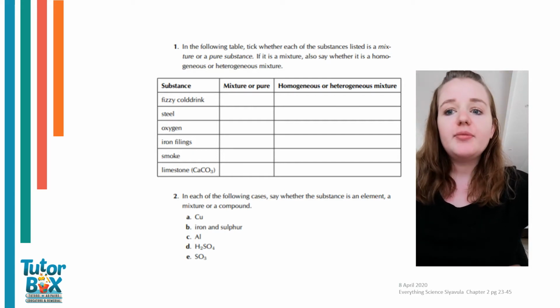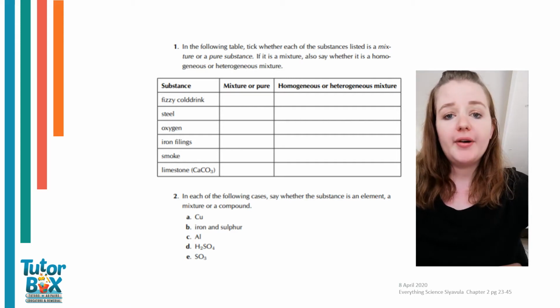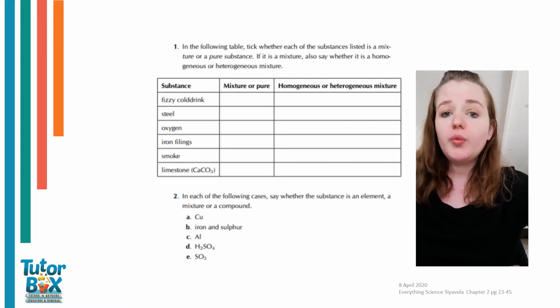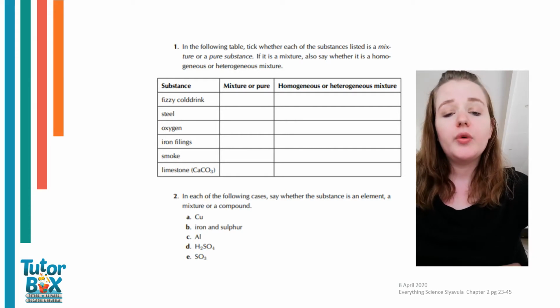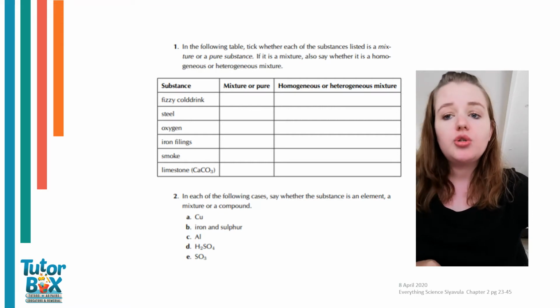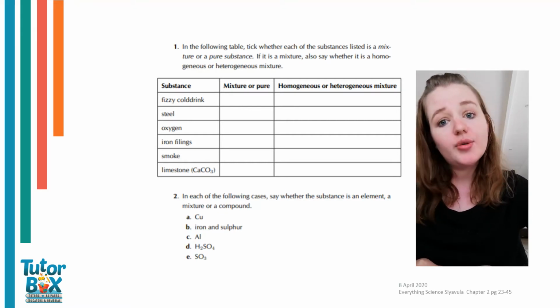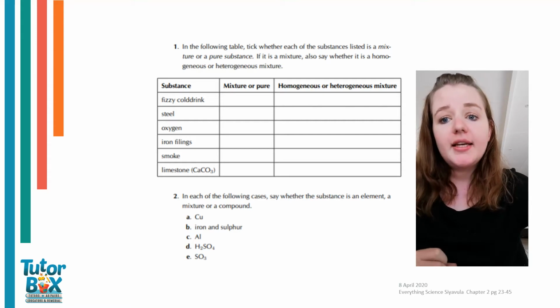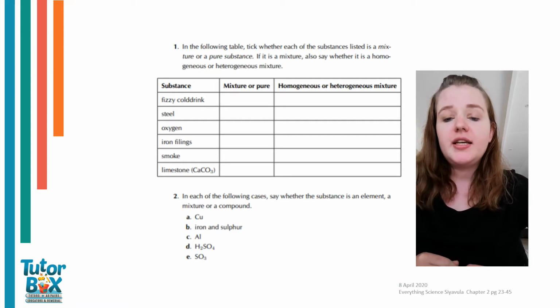Then number 2: which of the following substances are an element, a mixture, or a compound? A would be element, B would be mixture because it doesn't say that they're bonded. If they were bonded, it would be iron sulfide. So we know that they're not chemically bonded together, so it's a mixture. C is an element, D is a compound, and so is E. So I hope that was good.